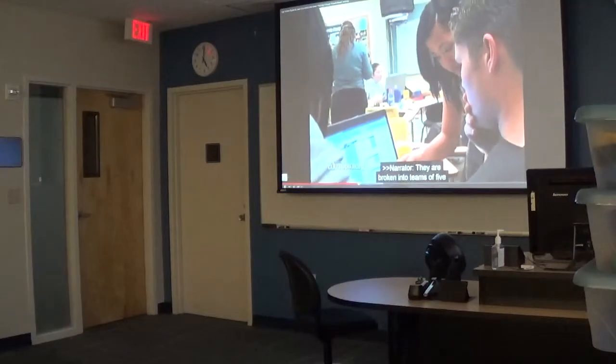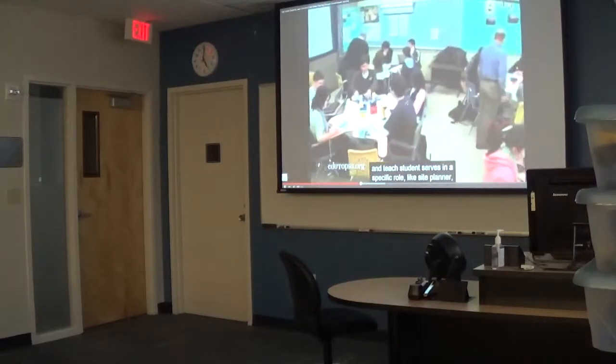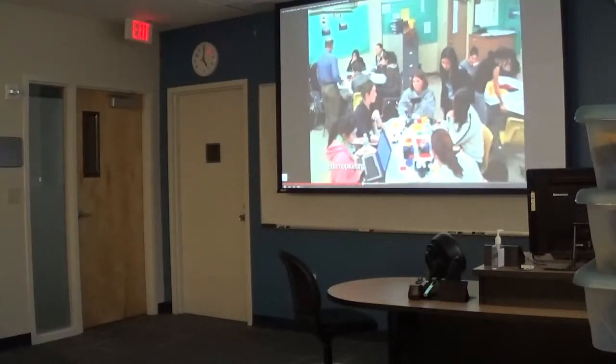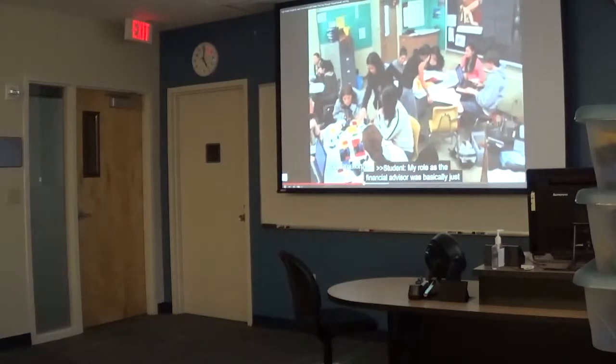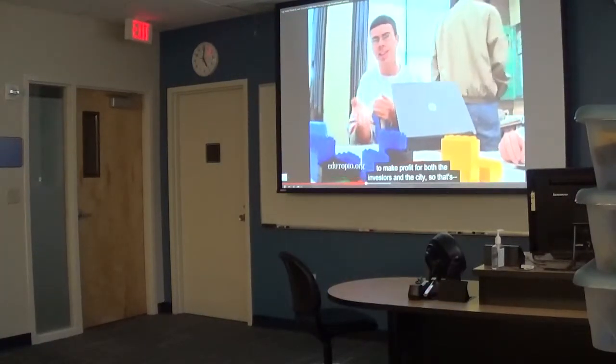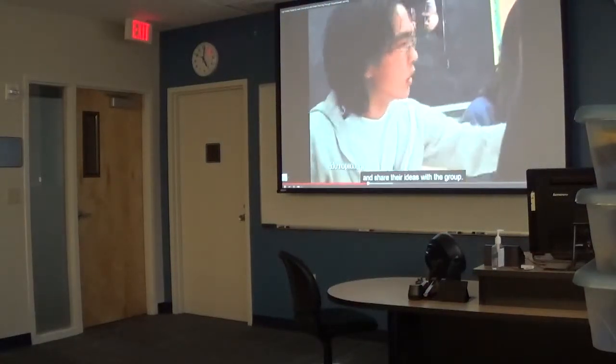They are broken into teams of 5, and each student serves in a specific role, like site planner, director of marketing, or neighborhood liaison. My role as a financial advisor was basically just to make profit for both the investors and the city. They must become experts in their individual roles and share their ideas with the group.